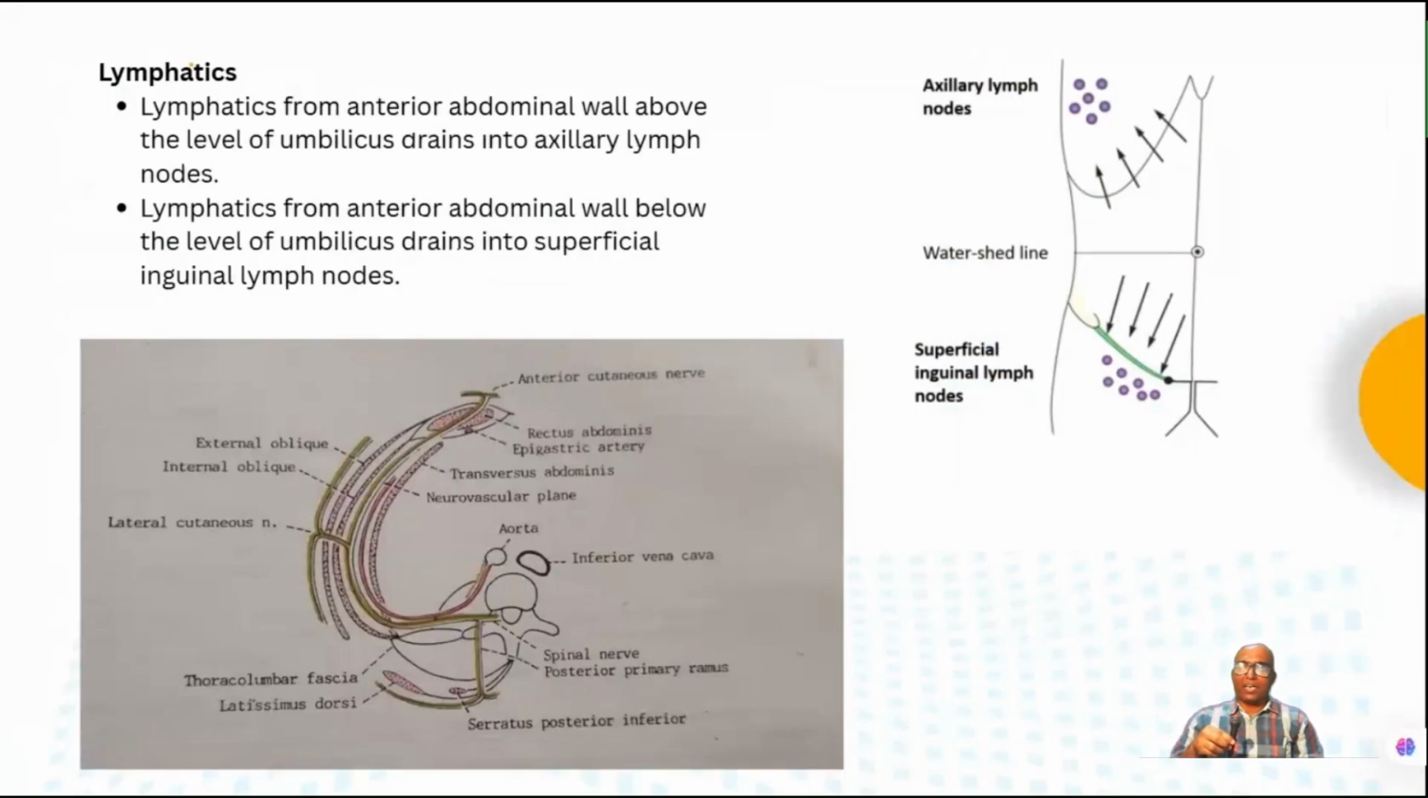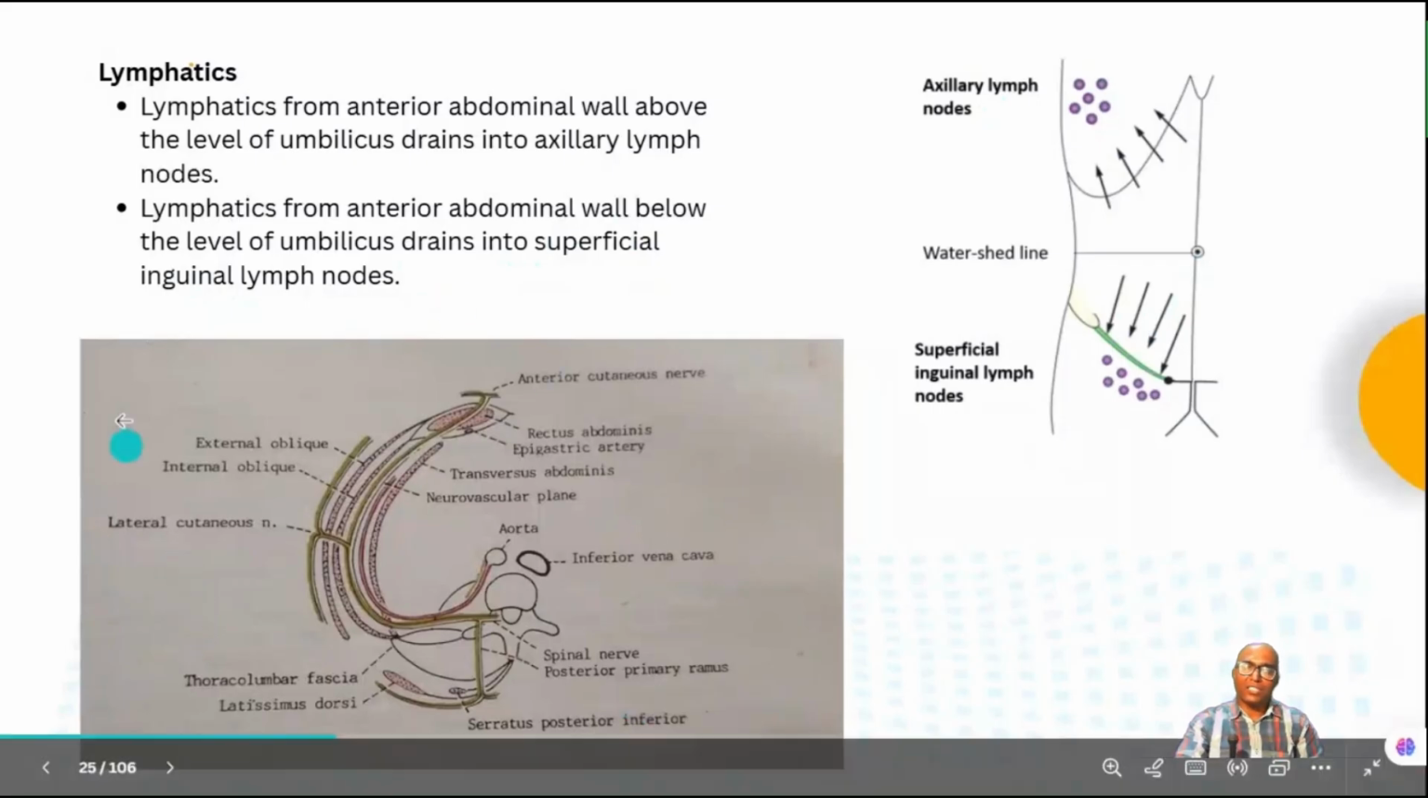Now the lymphatics. Lymphatics from the anterior abdominal wall above the level of the umbilicus will drain into the axillary group of lymph nodes. So this umbilicus acts as a watershed line. Above this level, they will go to the axillary group of lymph nodes, and below this line, they will go to the superficial inguinal group of lymph nodes.